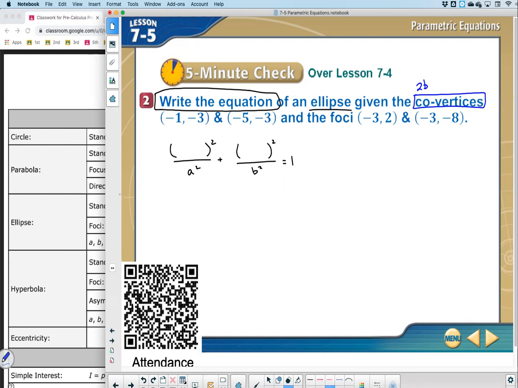So if I pull out a graph real quick, if we went left 1, down 3, left 1, down 3, we would have this point here. That's a covertex. And it says left 5, down 3. Left 1, 2, 3, 4, 5, down 3. There's my other covertex.